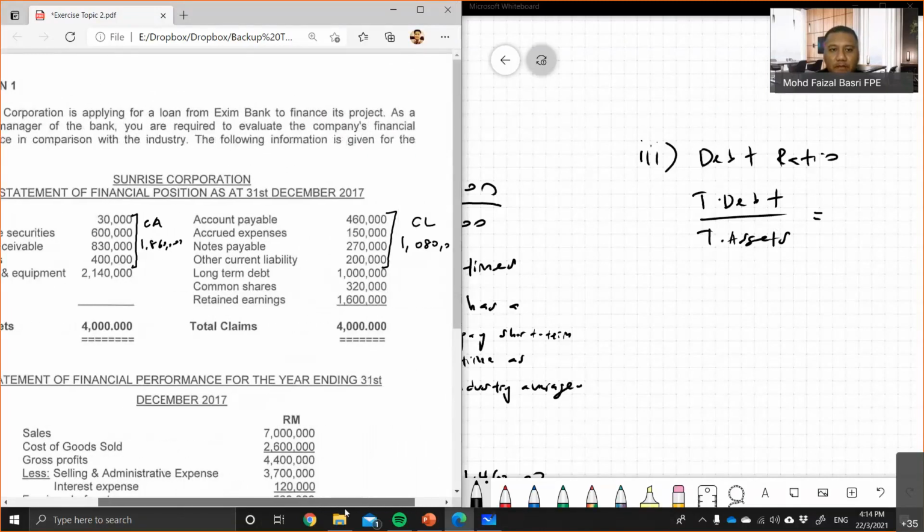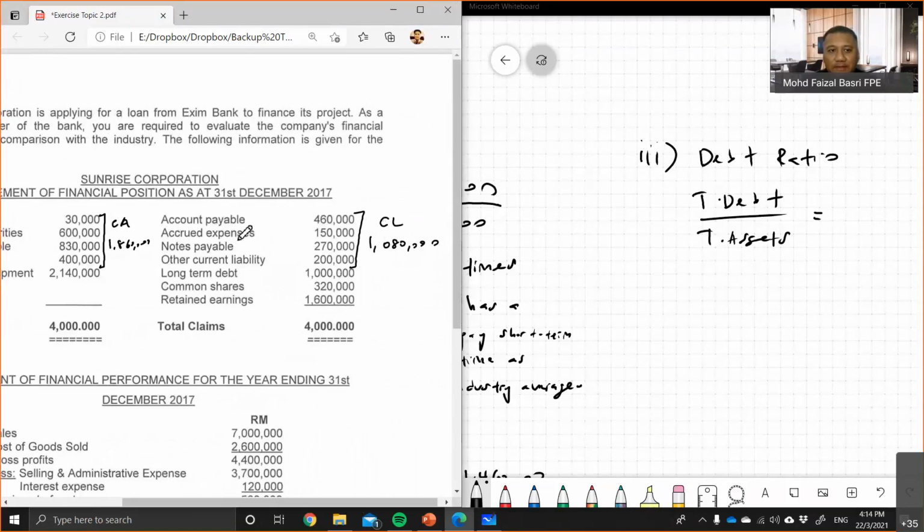So I labeled just now from accounts payable until other current liability as our current liabilities. When we want to find total debt, it's equivalent to total liabilities. So this is just one part of it, current liabilities. If you remember, in liabilities we have current and then we have long-term liabilities. So to find the total debt or total liabilities, this amount 1080, you have to add with long-term liabilities as well. So the rest of the information on the right-hand side here, we have three more items: long-term debt, common shares and retained earnings. This is the one that you have to be careful with. You need to know which one is long-term liabilities and which one is considered equity.